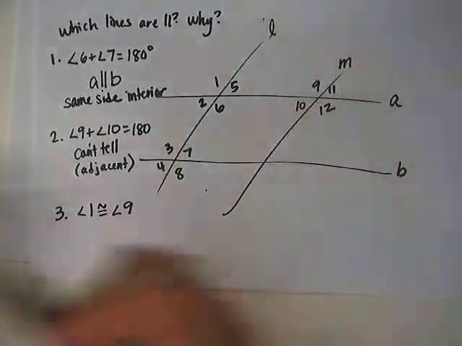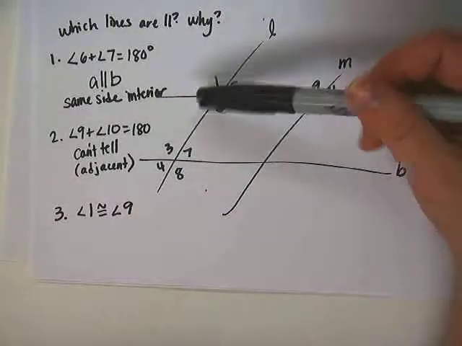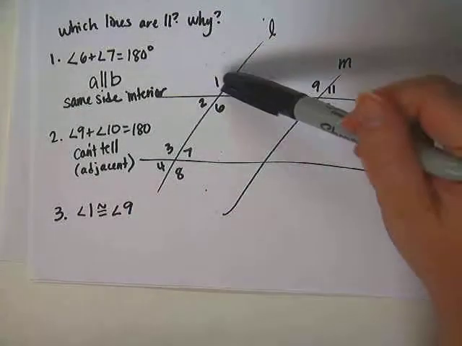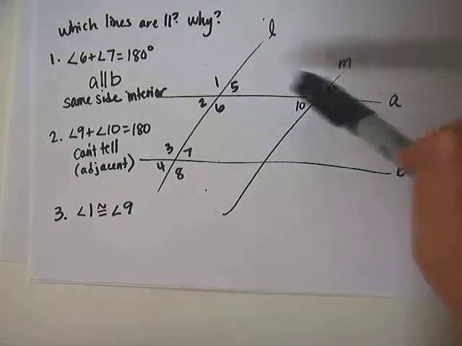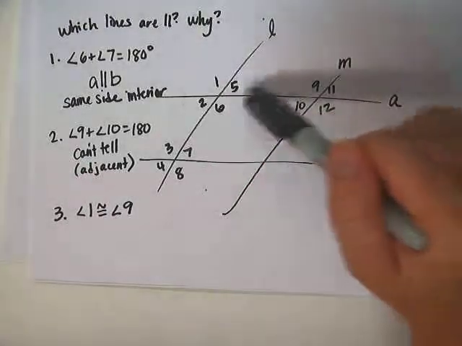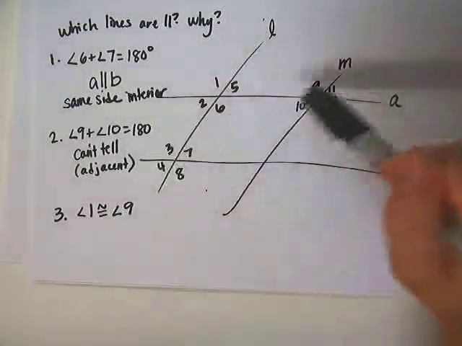Okay, let's try another one, see what you can do with this. How about angle 1 is congruent to angle 9? Angle 1 is congruent to angle 9. Which lines can you tell are parallel and why? Think about what type of angle pair it is.